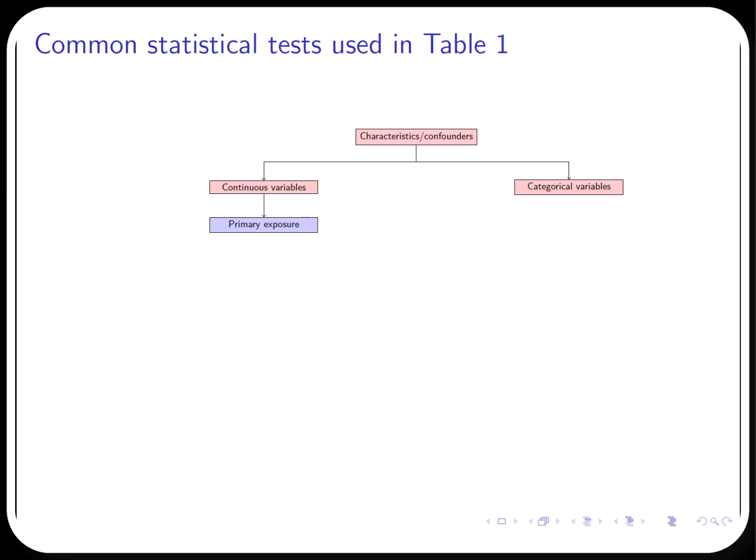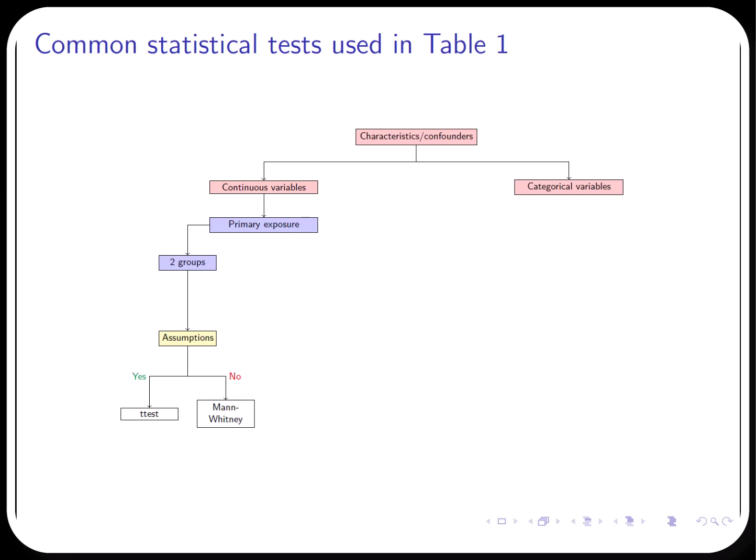If the primary exposure variable has 2 groups, the next step is to check assumptions required by the t-test. If the assumptions are fulfilled, the t-test can be used to check comparability between the 2 groups. If the assumptions are not fulfilled, then the Mann-Whitney test should be used.